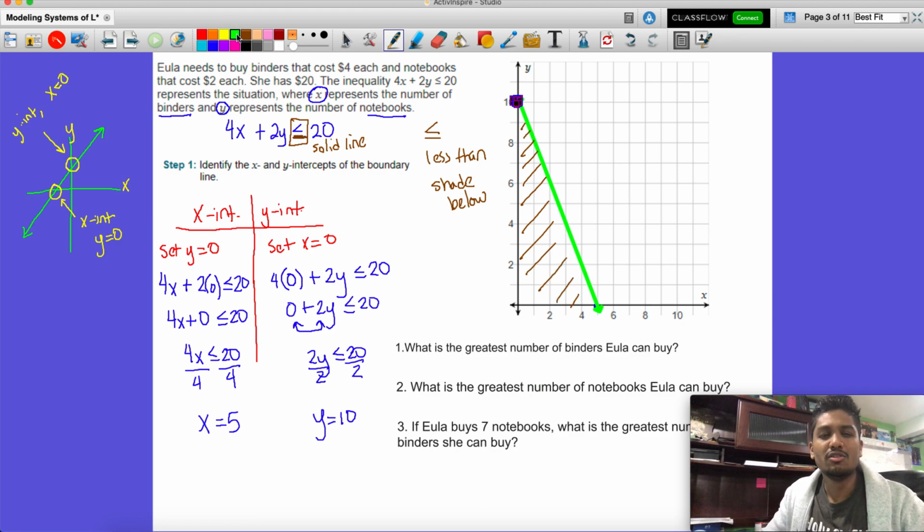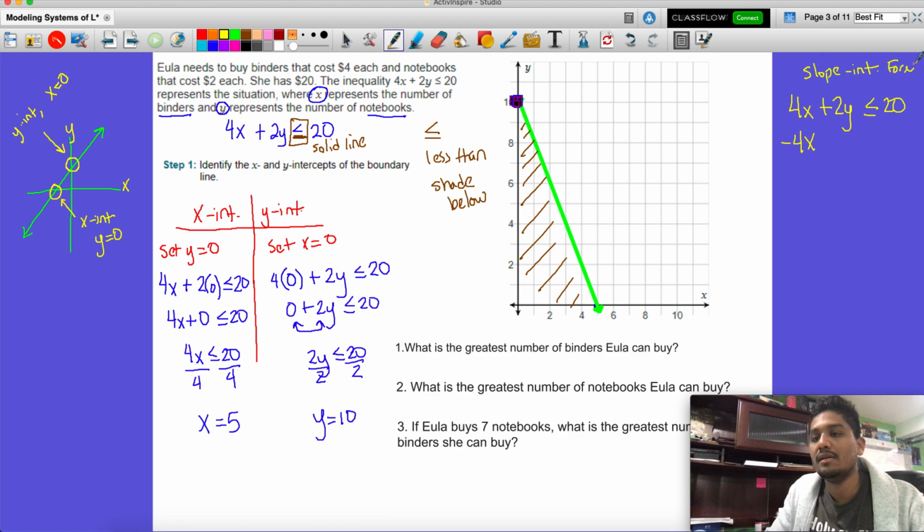Now, for those of you that are a little bit confused about this whole x and y-intercept thing, let me take a moment on the side here and put this into y equals mx plus b form, just so that you're able to see that we get the same answer anyway. If we were to get into slope-intercept form, you know that the y has to be by itself. So we would subtract 4x on both sides. This comes right down. So you get 2y less than or equal to negative 4x plus 20.